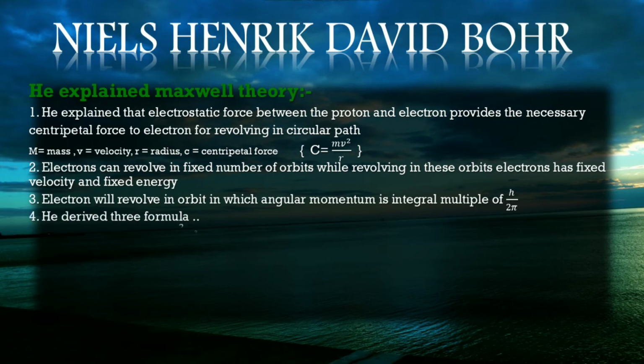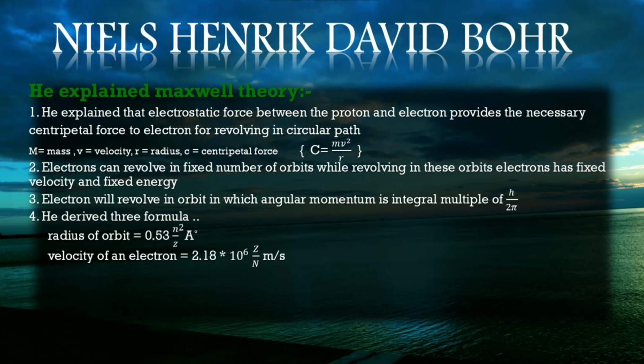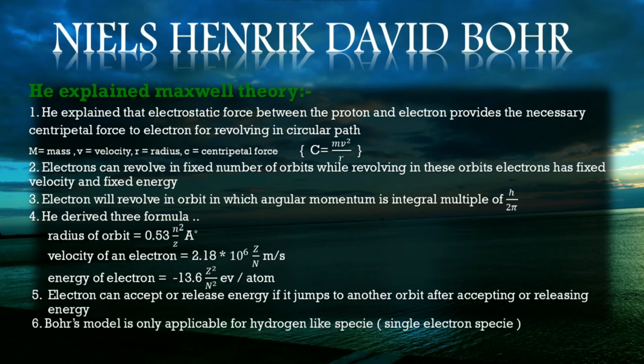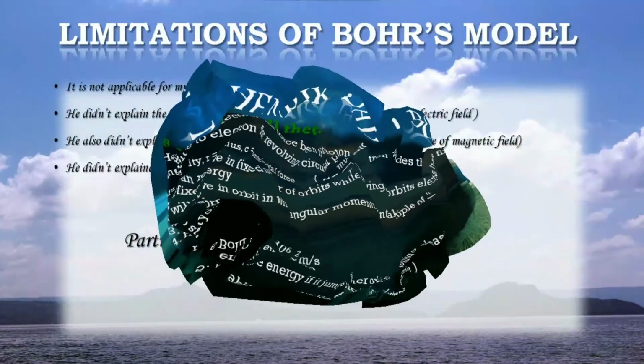He derived three formulas. Radius of orbit equals 0.53 n squared by z angstrom. Velocity of an electron is 2.18 into 10 to the power 6 z by n meter per second. Energy of an electron is equal to minus 13.6 z squared by n squared, in units of electron volt per atom. An electron can accept or release energy when it jumps to another orbit after accepting or releasing energy. Bohr's model is only applicable for hydrogen-like species, i.e. only for single-electron species.